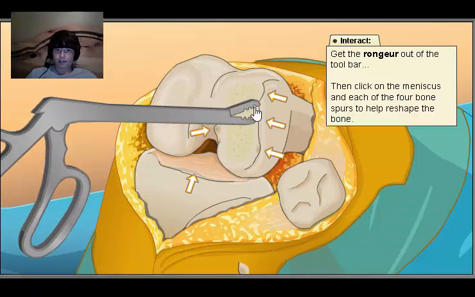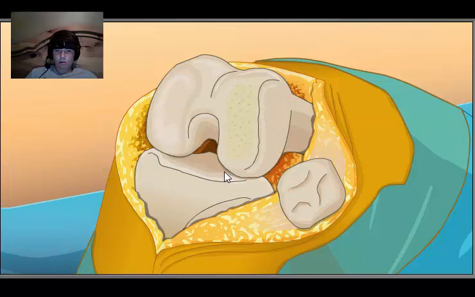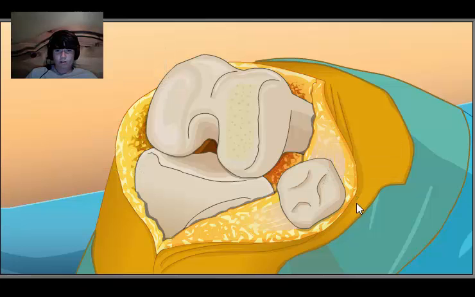Alright, well, let's just cut it all. Just cut your whole knee out. Are you a good sculptor? I sure am. It's time to shape the femur, tibia, and patella so the new knee components fit properly.